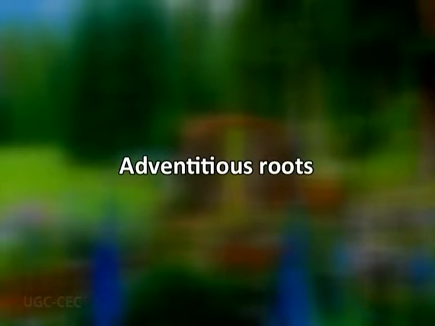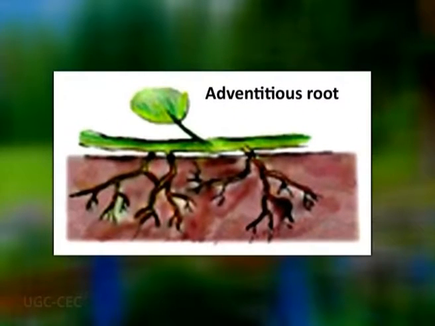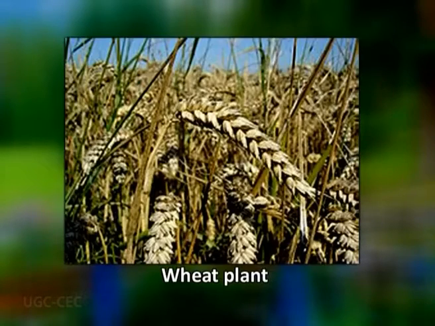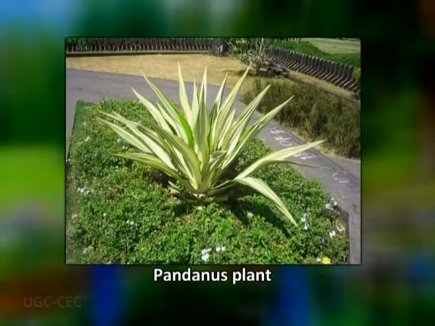Now the adventitious roots. In many plants, such as the cereals and grasses, the primary root is short-lived. It is soon replaced by additional roots which spring from the base of the stem. All such roots which arise from organs other than the roots and hypocotyls are called adventitious roots. Maize, wheat, asparagus, and pandanus are some of the common examples of adventitious roots.